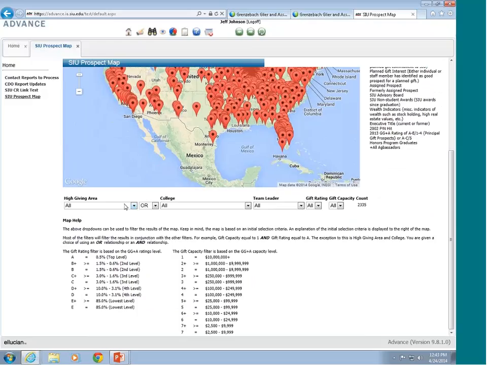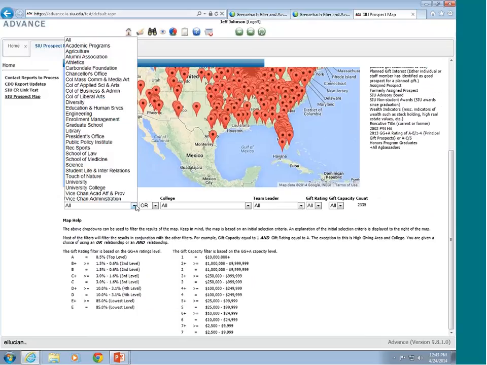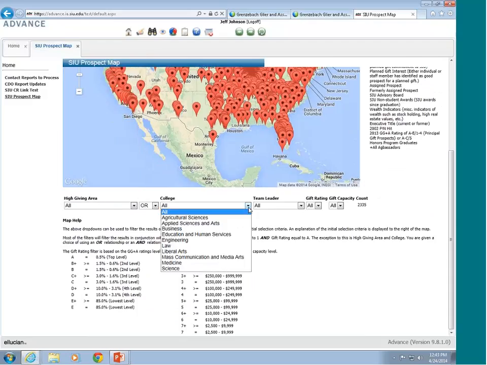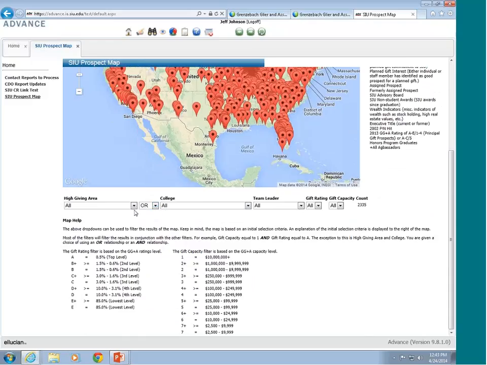We have a filter for the highest giving area, so they could pick agriculture, athletics, or whatever. The college, so this is if they're an alum of these colleges or their spouse is an alum of these colleges. We added in this little and/or to help define what they're really looking for. Some of them are looking for people whose highest giving area is athletics and who are in the College of Ag as an alum. Or we could do it as or, which could give you different results. Of course, that added a whole lot of complexity to our filtering programming, but we got there.